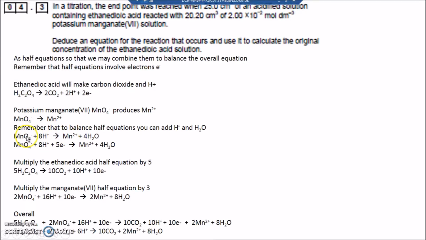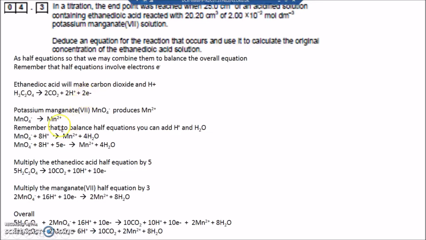Now, let's add up the number of minuses and pluses on the left-hand side. I've got 1 minus and 8 pluses. So I've got 7 pluses on the left, and I've got 2 pluses on the right. So it doesn't balance: 7 pluses on the left and 2 pluses on the right. I need 5 electrons on the left-hand side, because 7 pluses and 5 minuses now equal the 2 pluses that are on the right hand side.